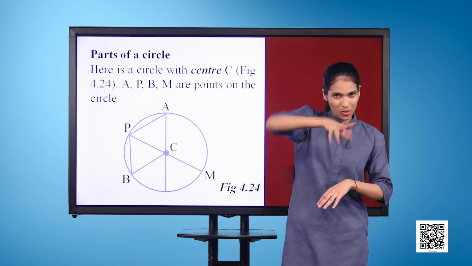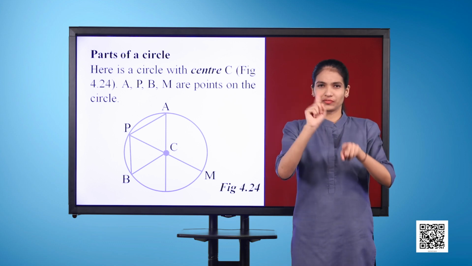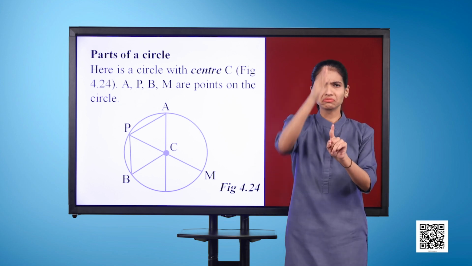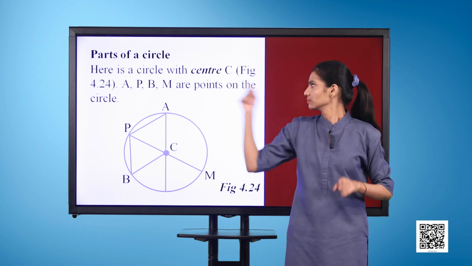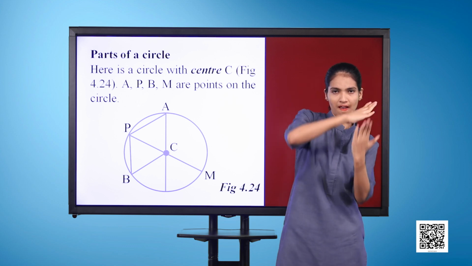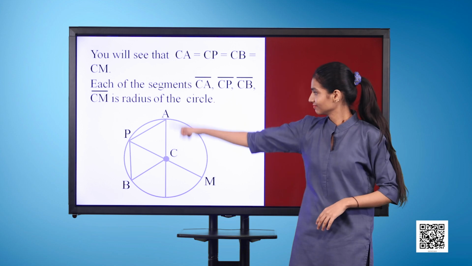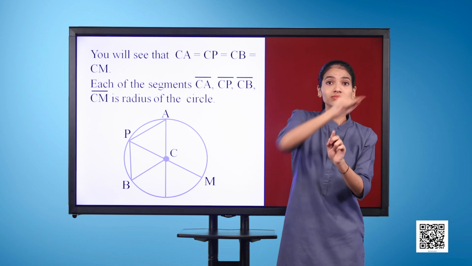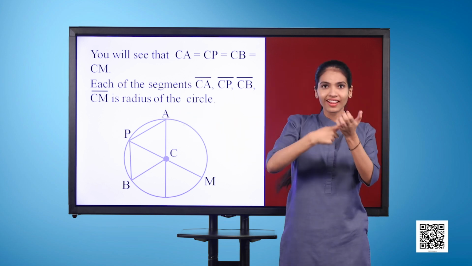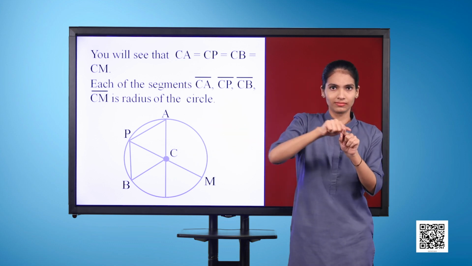Parts of a circle. Here is a circle with center C. Figure 4.24. A, P, B, M are points on the circle. You will see that CA is equal to CP is equal to CB is equal to CM. Each of the segments CA, CP, CB, CM is radius of the circle.